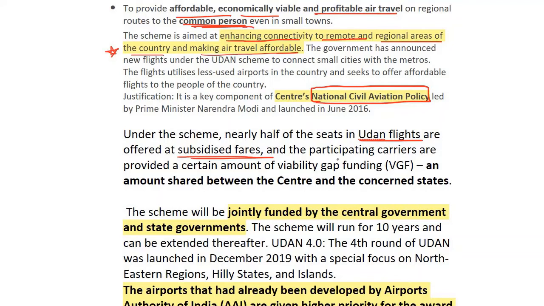And जो participating carriers होंगे उसमें, they are provided a certain amount of viability gap funding. So they are subsidized fares हैं, तो that subsidized जो gap होगा, they will be provided a certain amount to cover that gap. Subsidized fares यानी कि fares तो कम करके दिया जाएगा, तो जो carriers हैं उनको they have to bear a certain loss, right? So to cover up that, so that the loss doesn't happen, basically subsidized. So there will be a funding that will be given in the form of this viability gap funding, and ये जो amount होगा viability gap funding का, that will be shared between the center and concerned states, right?